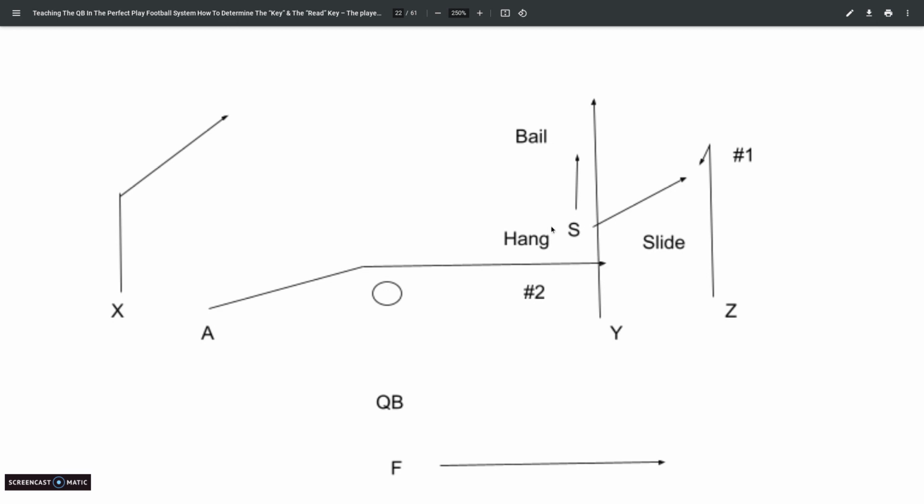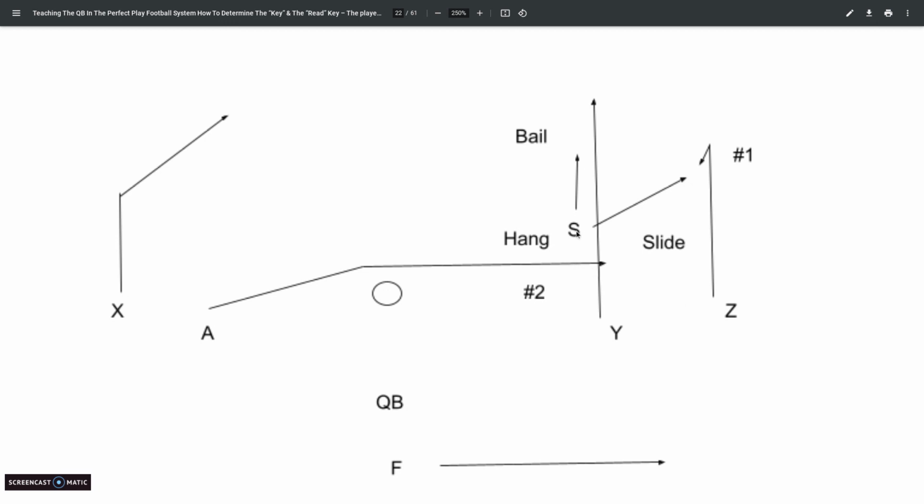Same rules for our quarterback. We're looking at the overhang. We're looking at the Sam. Is he going to hang? Is he going to kind of stay in that spot? Is he going to bail? Is he going to get depth and cover the seam route in this picture? Or is he going to slide and run outside either to get under the curl or outside and downhill to cover the F? Either way, that's what we're looking for.